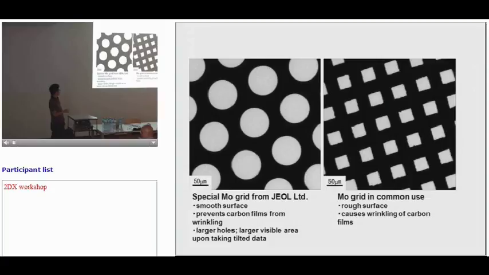This grid has circular holes, 100 micrometers in diameter, large enough to take tilted data, because the visible area gets smaller when the grid is tilted.